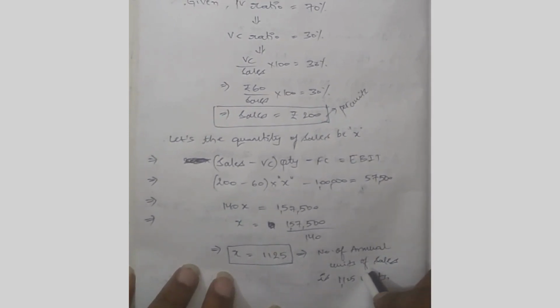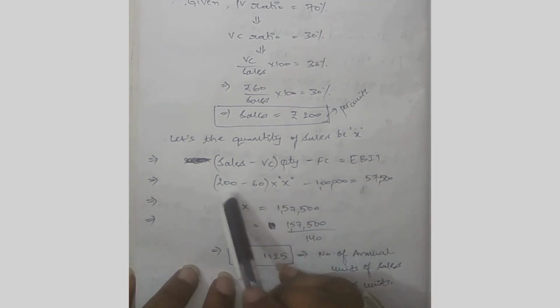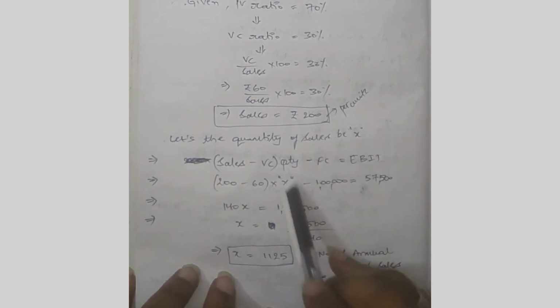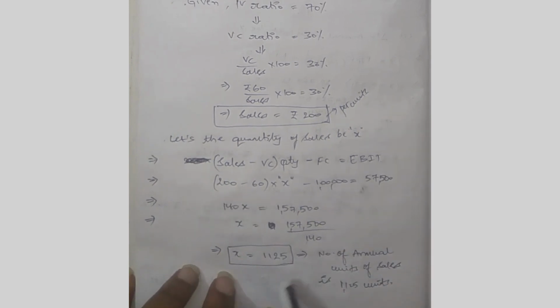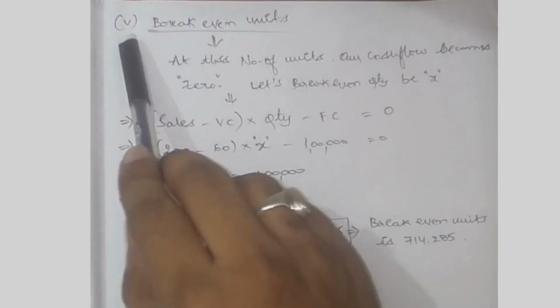So the main key point here is, given the PV ratio, calculate the VC ratio. Accordingly, we know the sales price per unit, and using this format you have to frame the equation. All the values are known except the quantity. So let it be X, and if you solve the equation, we will get the number of units of sales, that is 1125. Now the only remaining part is the calculation of break-even units.